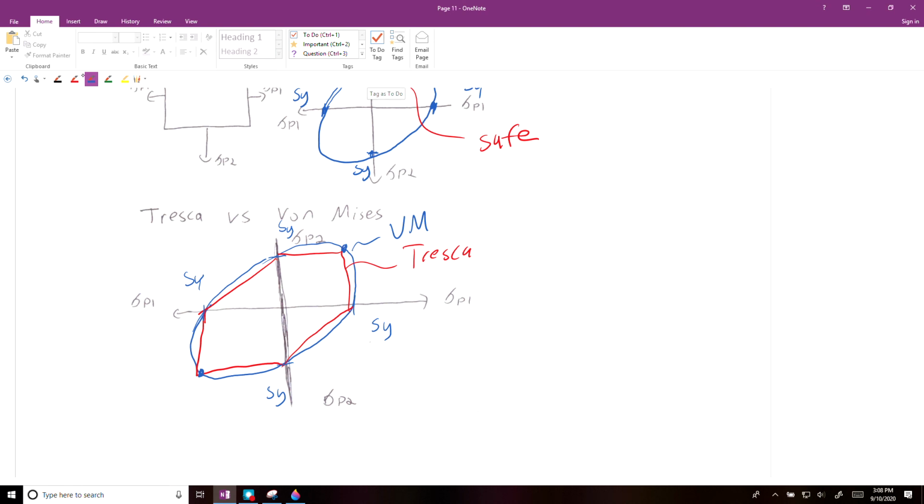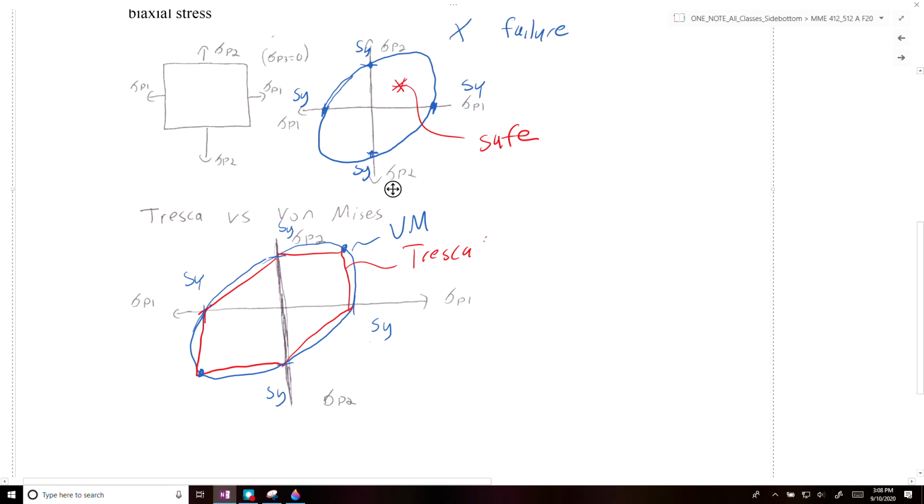Typically, designers will use the Tresca criteria if they're trying to be more conservative. It's also a little bit easier to apply than the von Mises case. But von Mises has been shown to be experimentally more accurate, so this theory agrees more with experimental results of different types of loading cases. So if you're trying to be the most accurate, you should probably use the von Mises criteria.